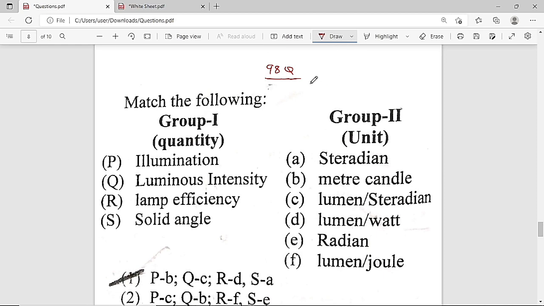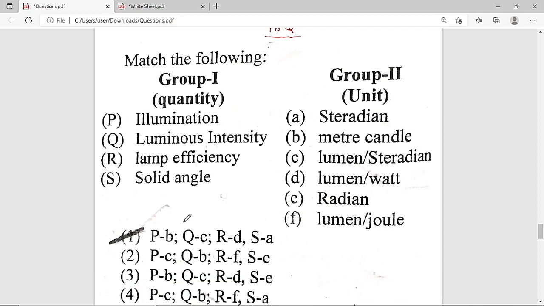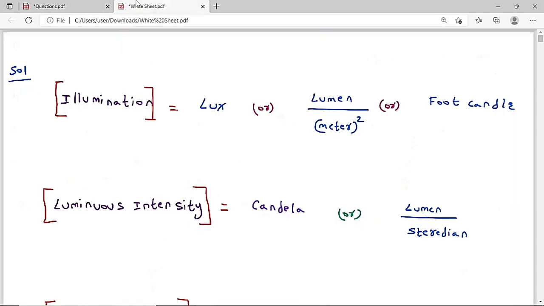So now we are going to solve the 90th question. See the question here. It is a match-the-following type of question. In group 1, they are given the quantity, and in group 2, they are given the unit. So we need to match them. The unit of illumination is meter candle, the unit of luminous intensity is lumen per steradian, the unit of lamp efficiency is lumen per watt, and the unit of solid angle is steradian. So option A is the correct solution of this question, but let me discuss something more about this.